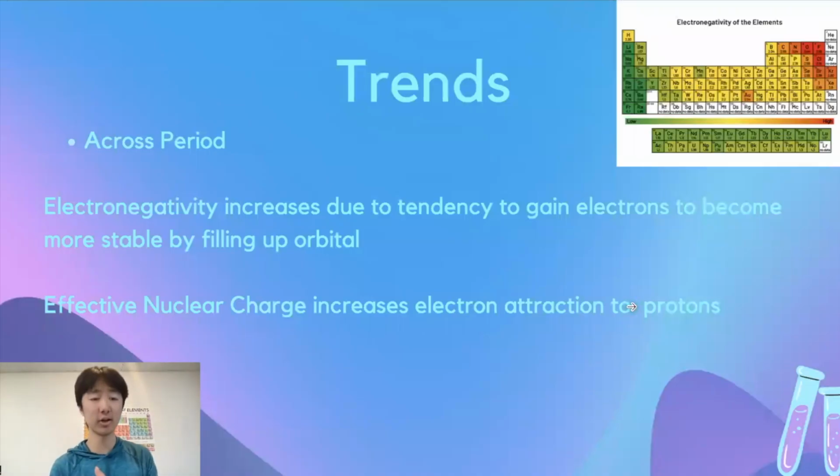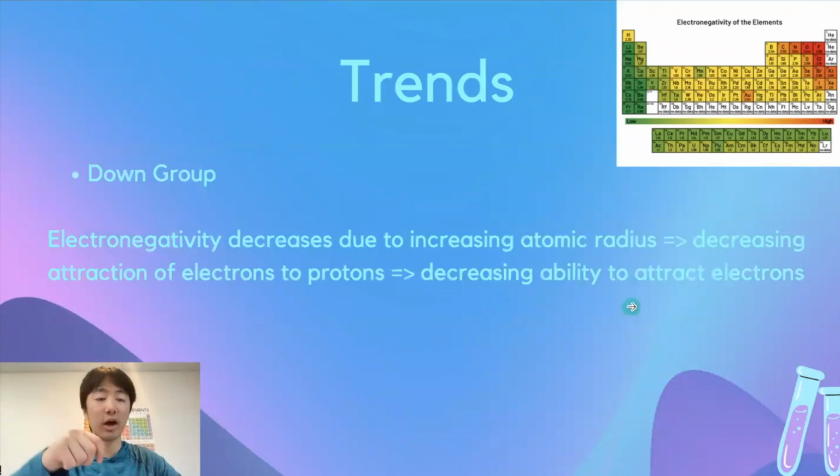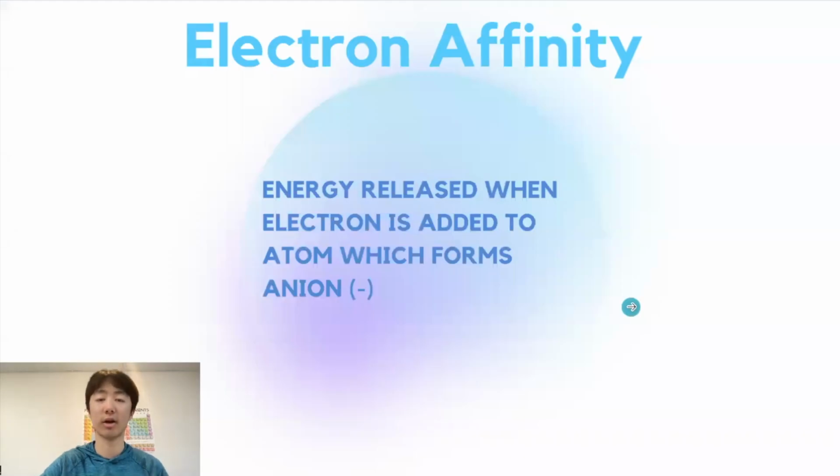So for trends across a period, the electronegativity increases due to a greater tendency to gain electrons to become more stable by filling up the orbital, and also because the effective nuclear charge increases as you go across a period due to the same number of core electrons but an increasing number of protons and electrons, which increases the attraction between the electrons and the protons, right? And as you go down the group, the electronegativity decreases due to increasing atomic radius, which decreases the attraction of electrons to protons, which decreases the ability to attract electrons, and furthermore decreases the electronegativity, right?